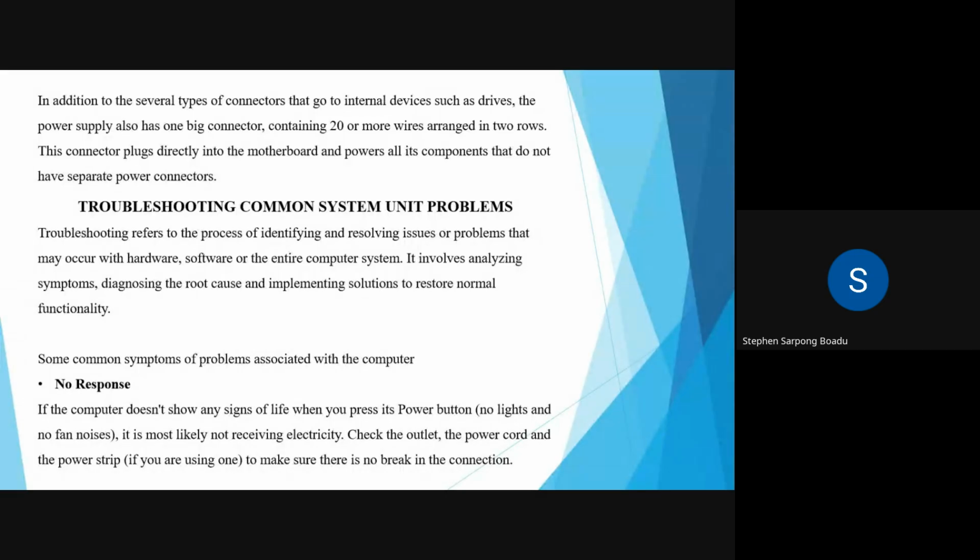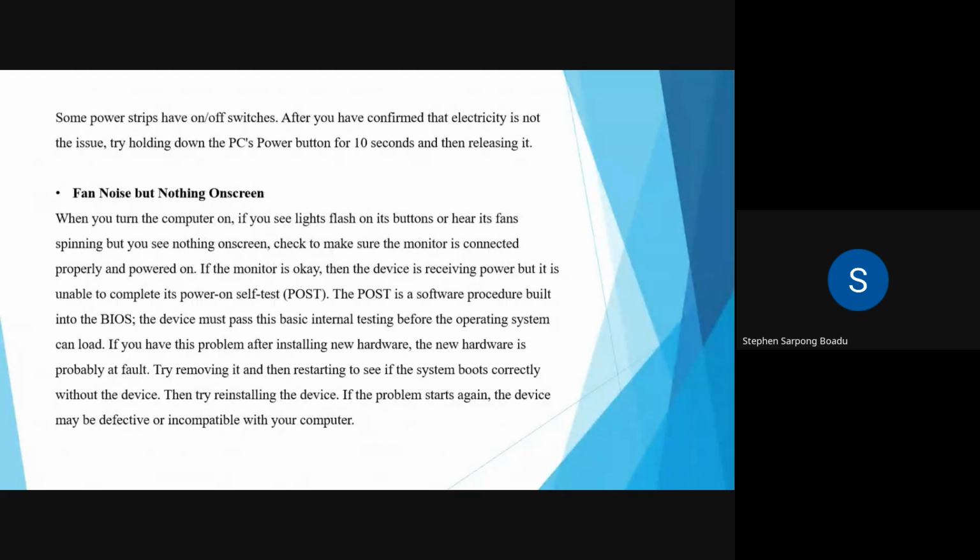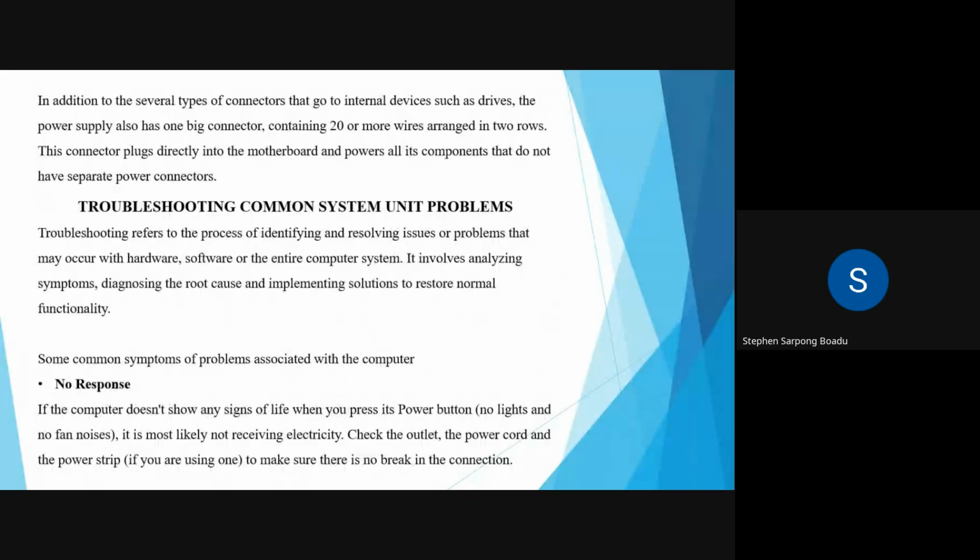So let's look at some problems and how we can troubleshoot them. I think the first problem is here. The first problem that we will be troubleshooting today is no response. If the computer doesn't show any sign of life when you press its power button, no light, no fan.